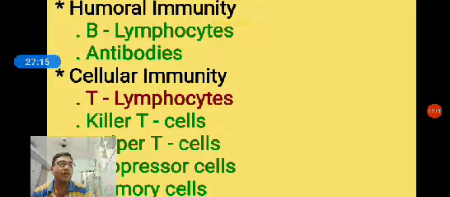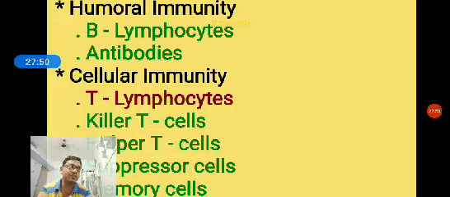When it comes to the killer T cells, these cells migrate to the site of infection and attach to the invading microbes or antigen and secrete a toxic substance like cytotoxins. Those cytotoxins destroy the microbes directly. This is the function of killer T cells. This is the first cell able to fight against the infectious pathogen or particle.